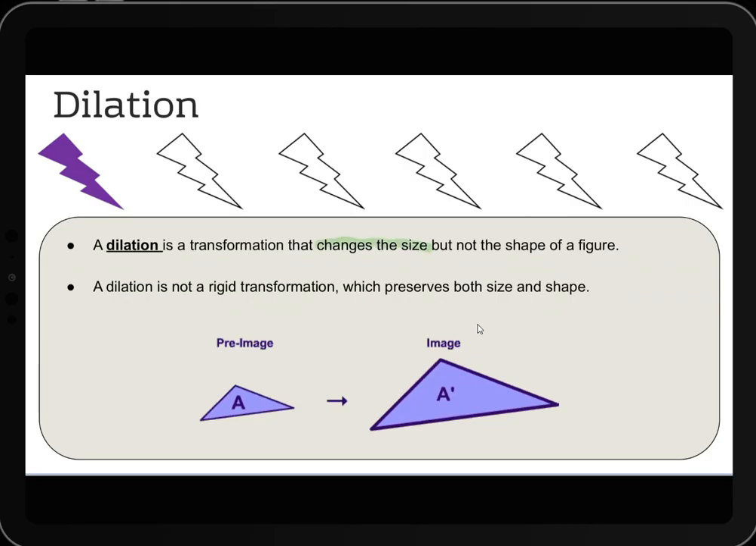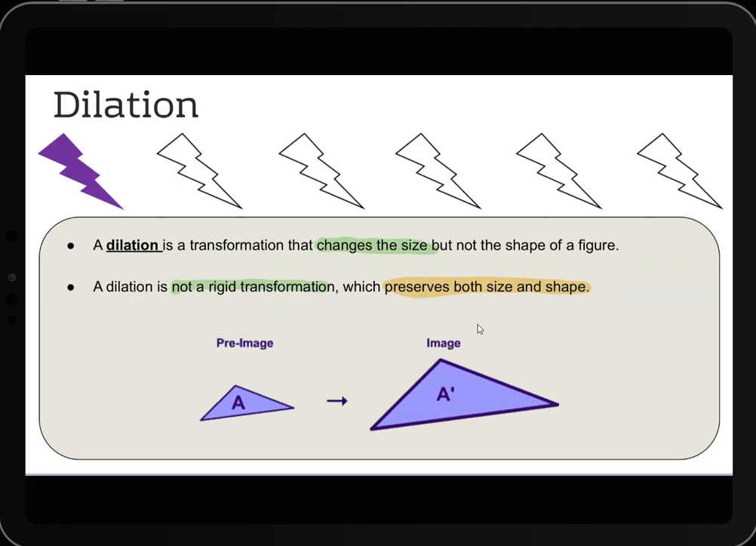In previous lessons, we've talked about other transformations as well, like translations, reflections, or rotations. Translations, reflections, and rotations were considered to be rigid transformations. A dilation is not a rigid transformation because it does not preserve the size. It does, however, preserve the shape. It just doesn't preserve the size.